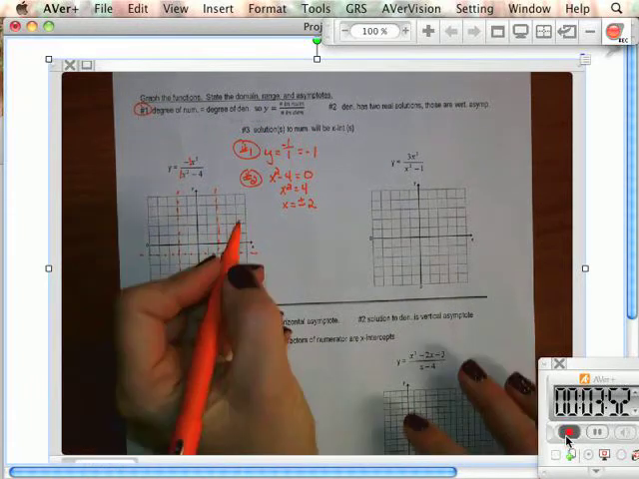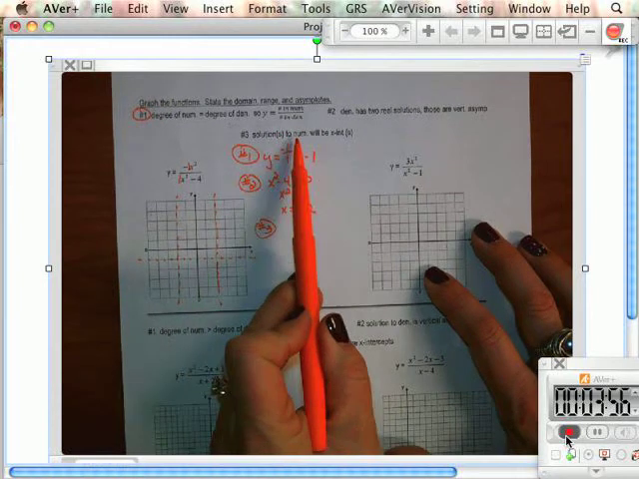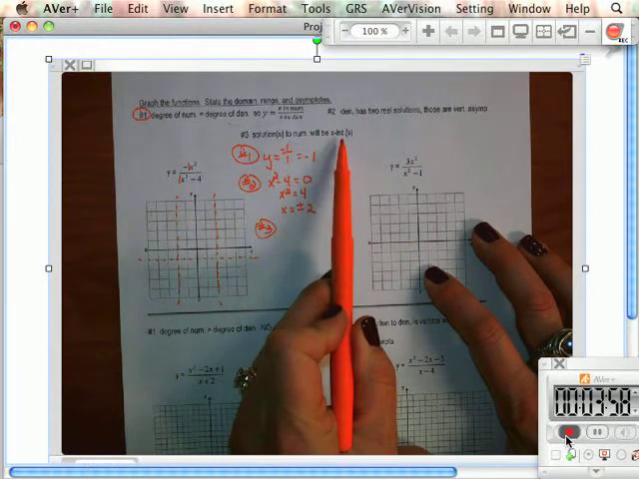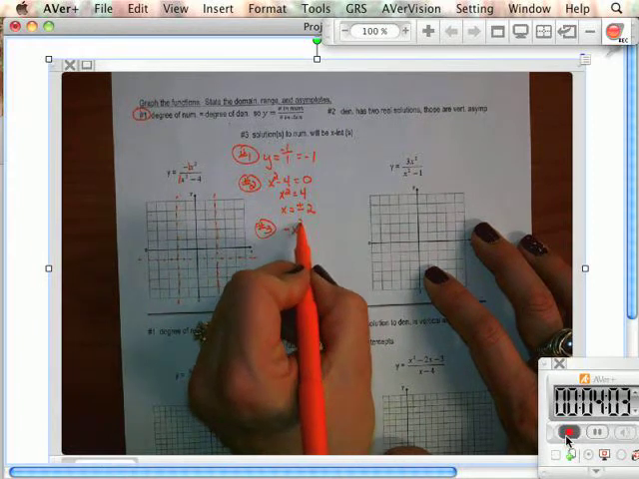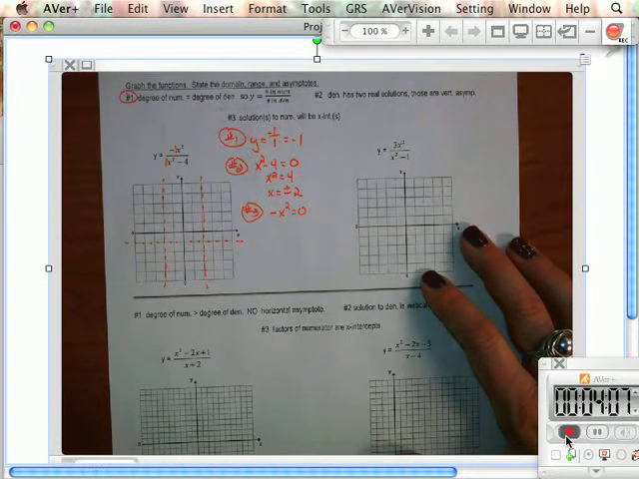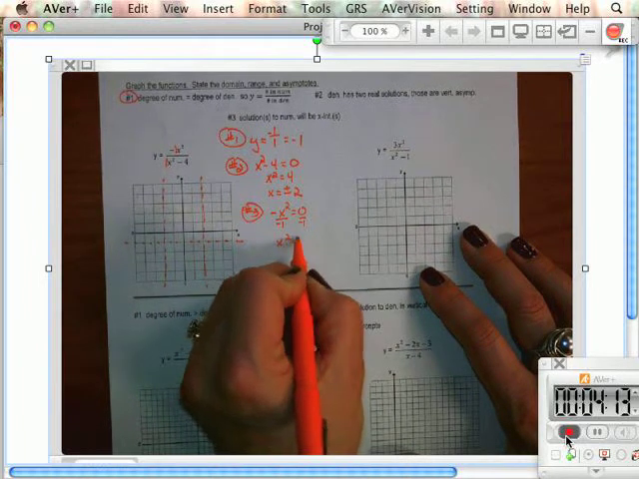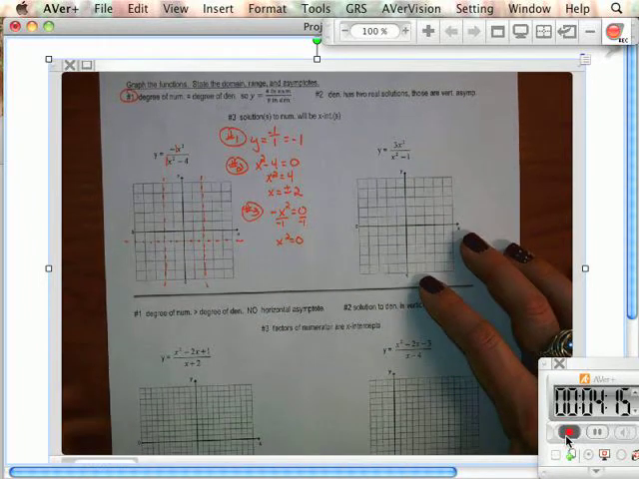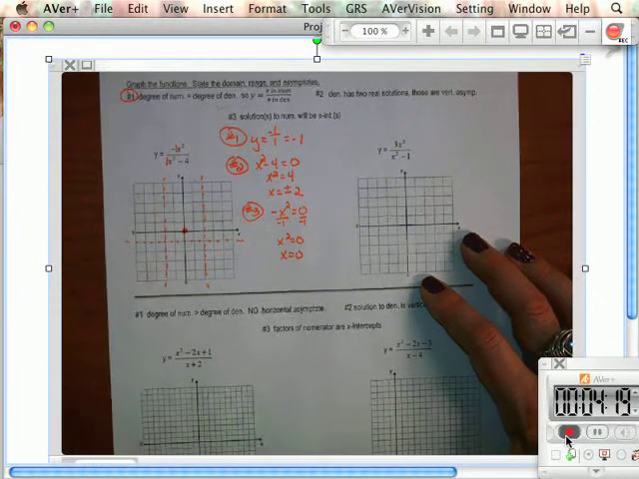Then I have a number 3. Solutions to the numerator will be the x-intercept. So that means I have to set the numerator equal to 0 and see what the solution would be. What would the solution be? Can you see it? Divide by negative 1, x squared equals 0. X is just going to be what? X is 0. Okay, so I'm going to plot that point.